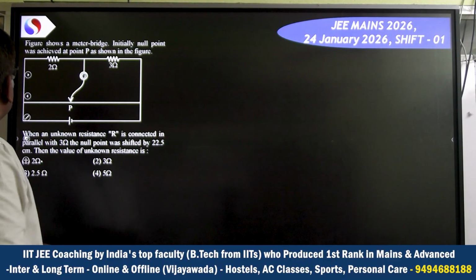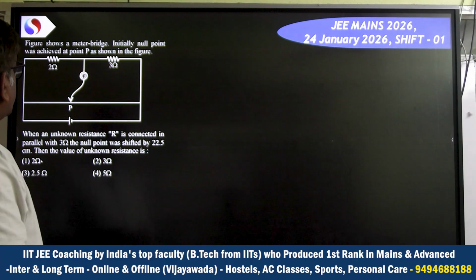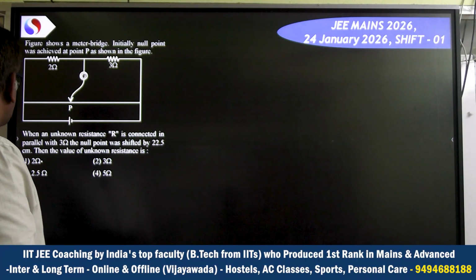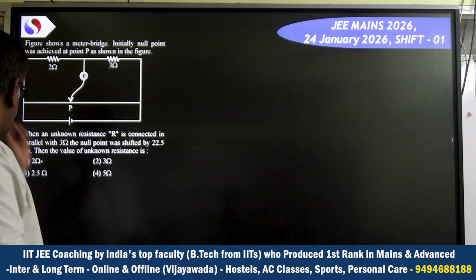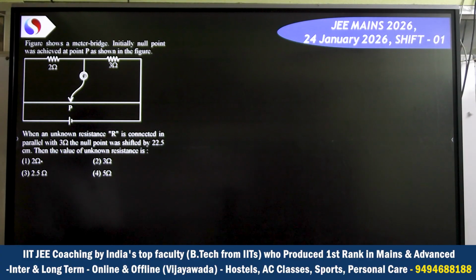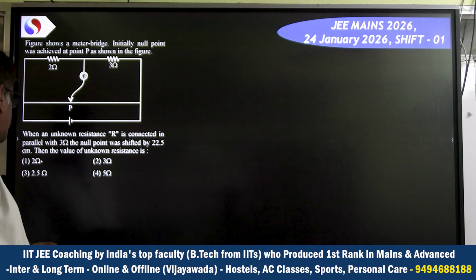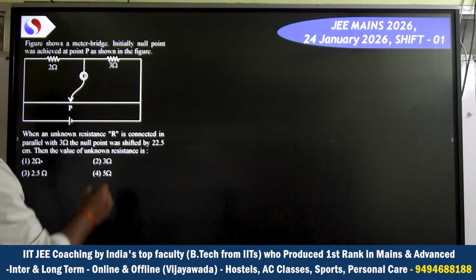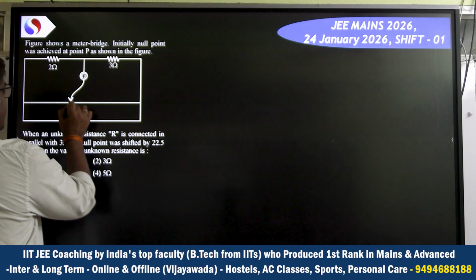Right. So the figure shows a meter bridge. Initially, the null point was achieved at a point P as shown in the figure. When the unknown resistance R is connected in parallel with the 3 ohm, the null point was shifted by 22.5 centimeter. Find the value of the unknown resistance R. So initially they are saying that the null point was achieved at point P.